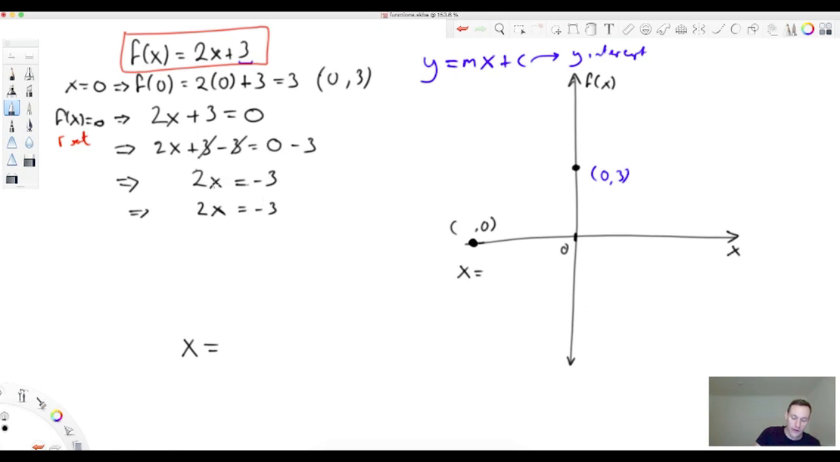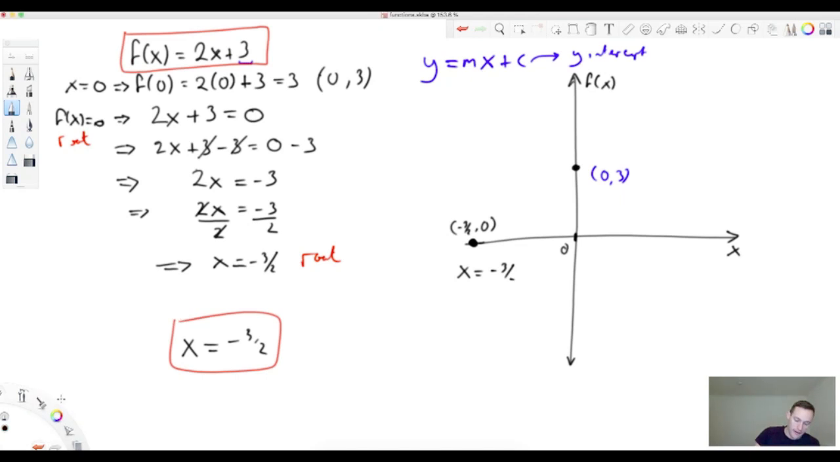We want to get rid of this 2. This 2 is multiplying, so what we need to do is divide both sides by that 2, and then they cancel, and we end up with x is equal to minus 3 over 2. So x is equal to minus 3 over 2 is the root. That's the root.